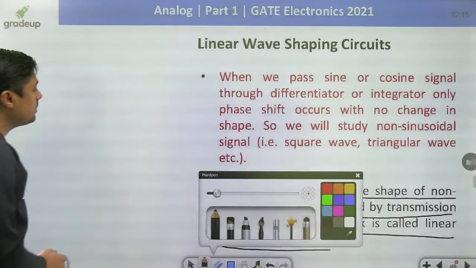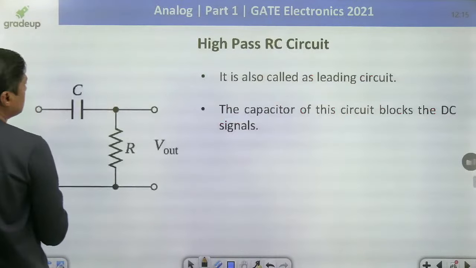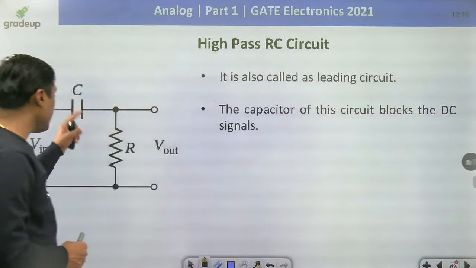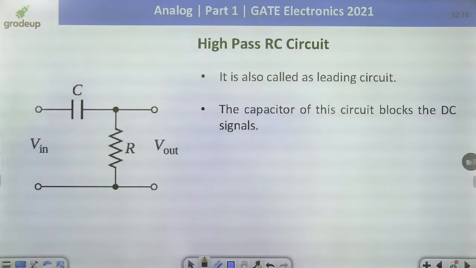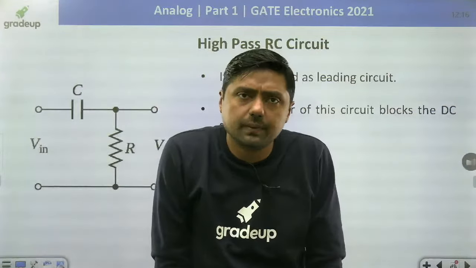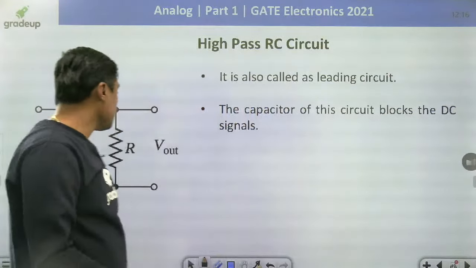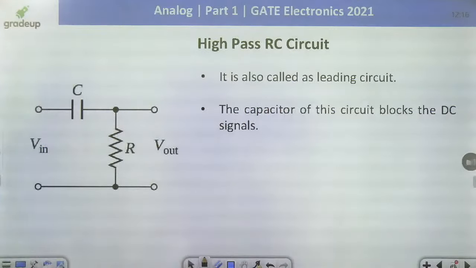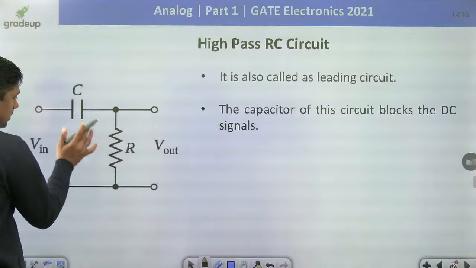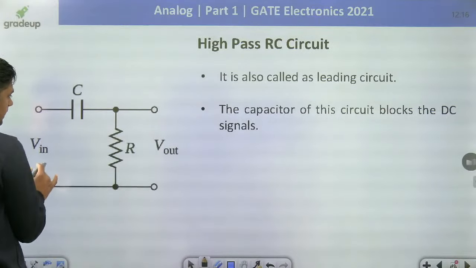For example, these are given as high pass RC circuit. This is the high pass RC circuit. It is a linear wave shaping circuit. And second one is low pass RC circuit. Direct idea about the high pass RC circuit and low pass RC circuit. First, this is capacitor, and this is resistor. It is a high pass RC circuit.